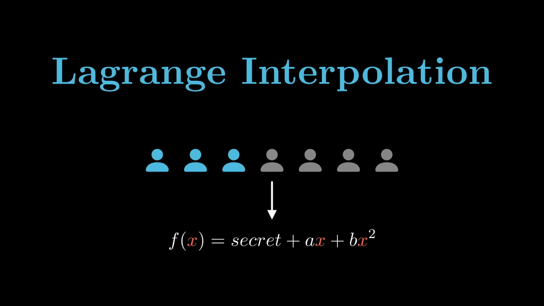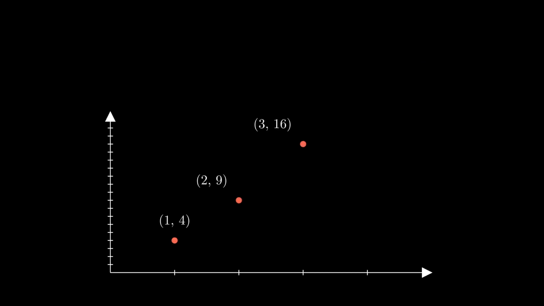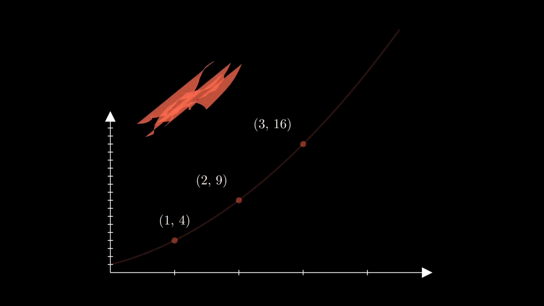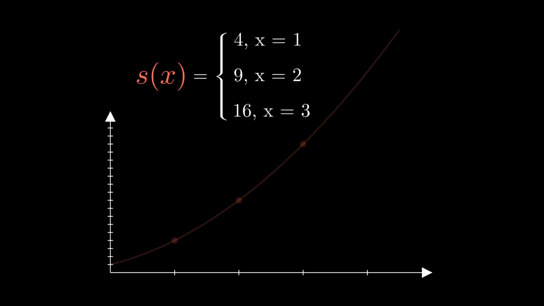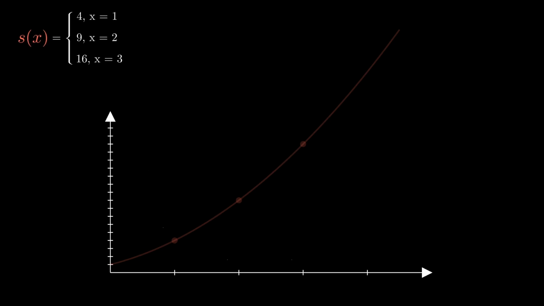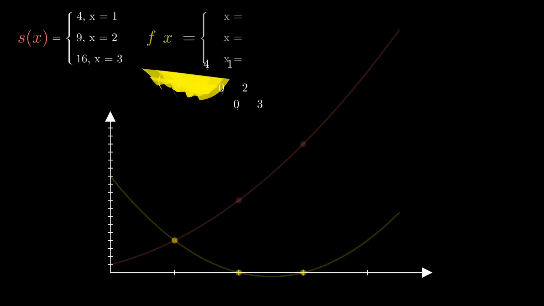Let's start with a simple example of 3 points, (1, 4), (2, 9), and (3, 16). We'll denote the curve that goes through all the 3 points as S(x). Note that we only care about the values of the curve at these 3 points. So, following this logic, we can say that S(x) can be represented as a combination of 3 quadratic curves. First, we have f(x), which has a value of 4 at x equal to 1 and 0 at x equal to 2 and 3.